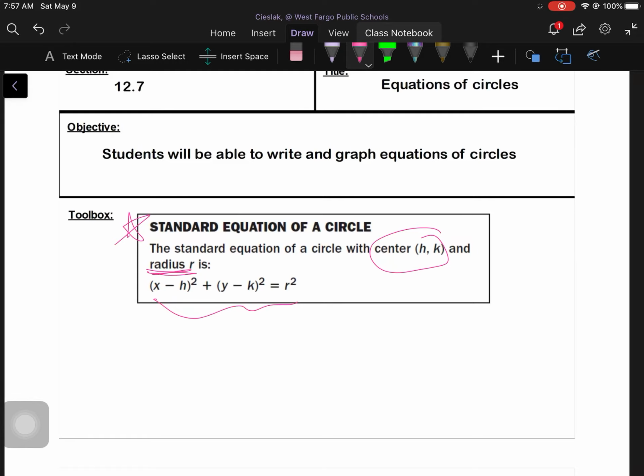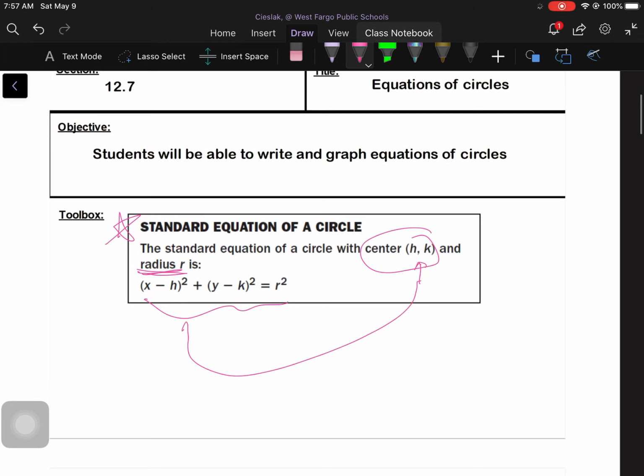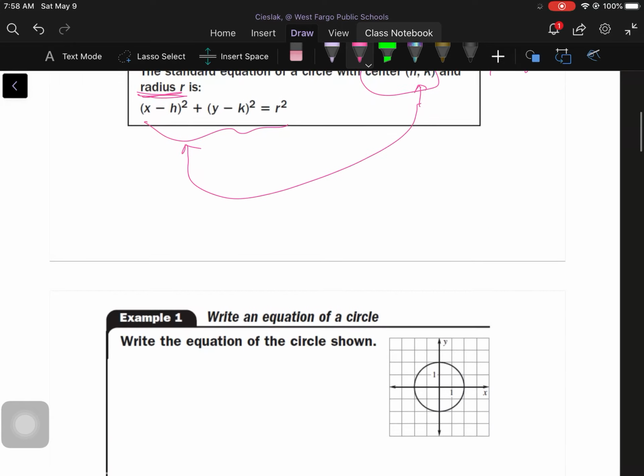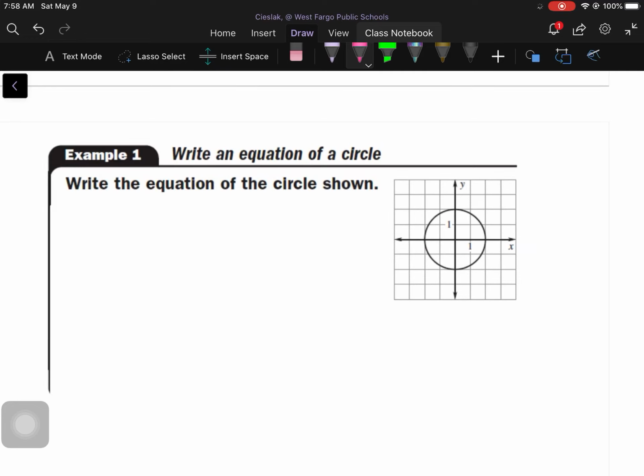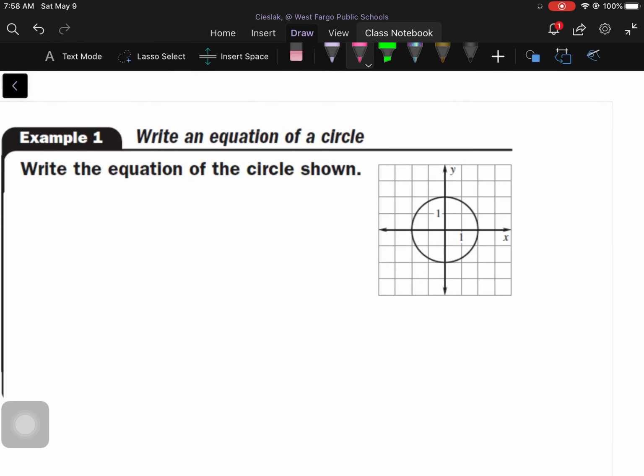Okay, one big thing to notice here is that h and k in the equation are always opposite. So if I had (2, 3), it's positive 2, positive 3, it would be x minus 2, y minus 3. If it was (negative 2, negative 3), it would be x minus a negative 2, which is plus, y minus a negative 3, which is plus. So they're opposite.